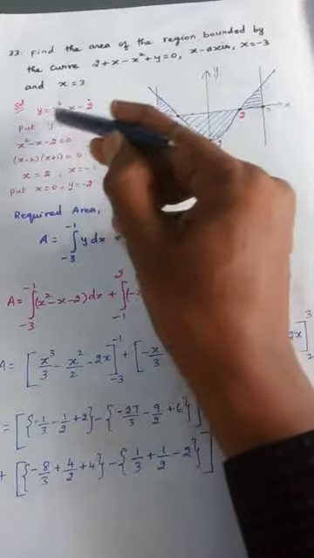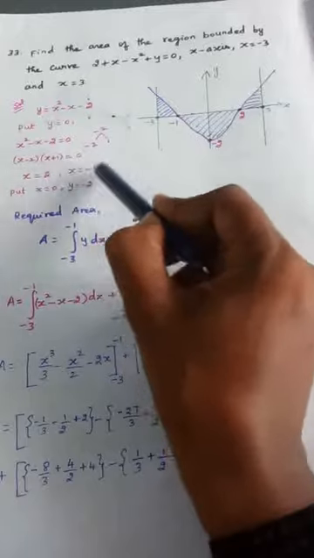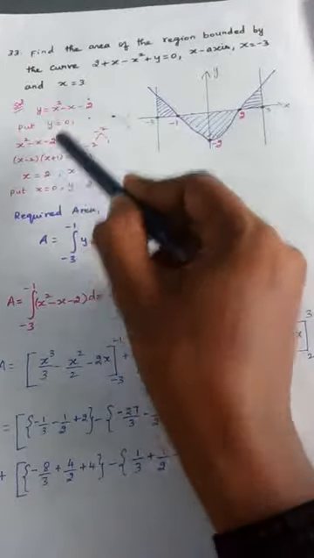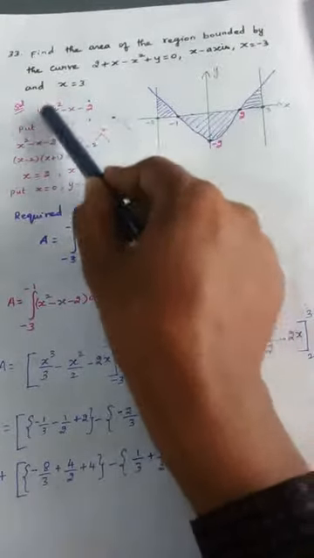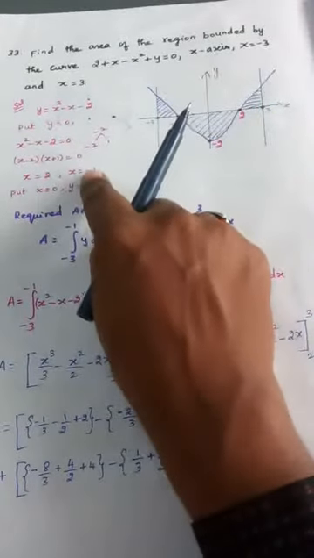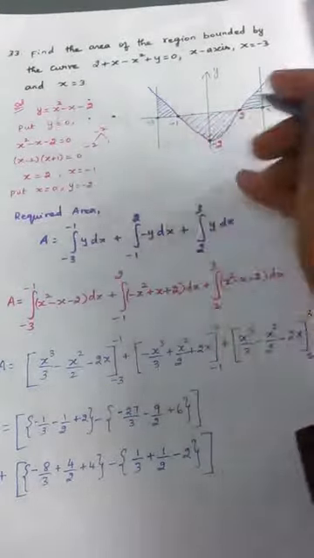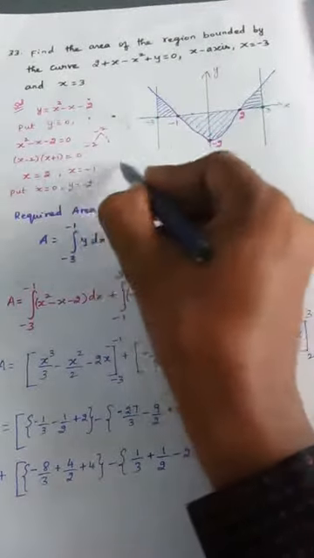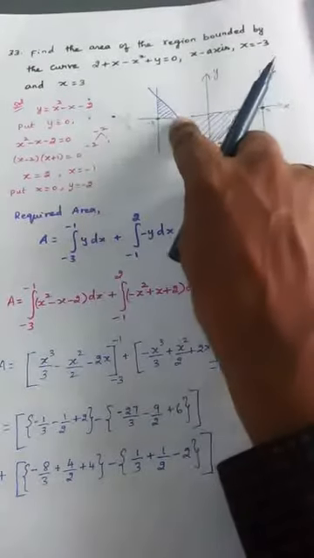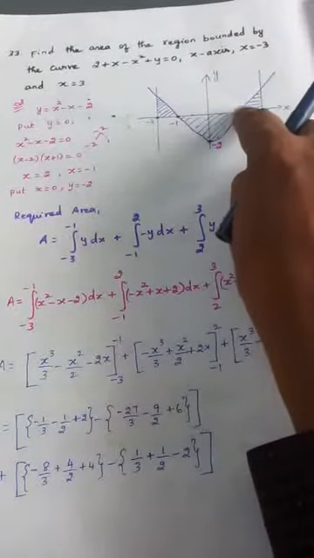I am making this y as 0 and finding x values. I am getting 2 values. What is the meaning of these 2 values? The curve x² - x - 2 will cut the x-axis at 2 points. First point is -1 and then again it will cut the x-axis at the point 2. So these 2 points I am marking on the graph. x = -1, mark -1. x = 2, just mark it on the x-axis.